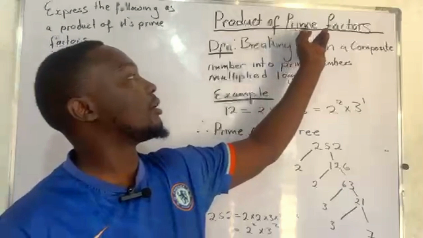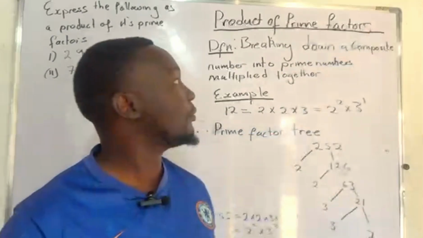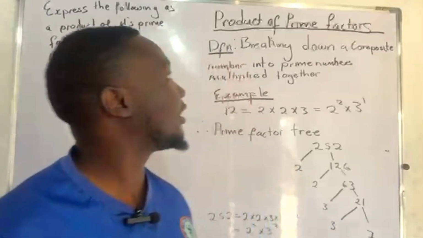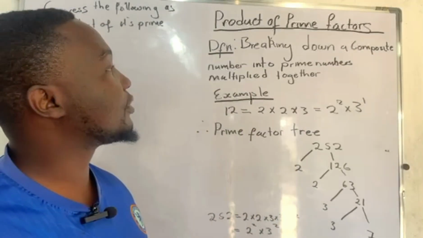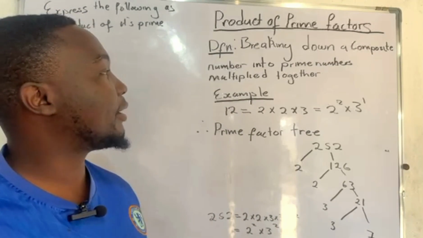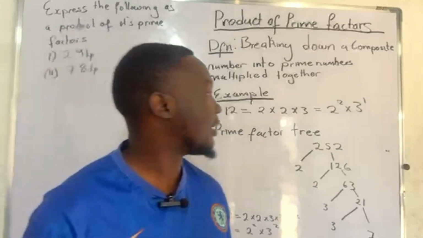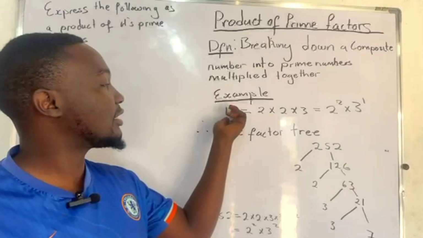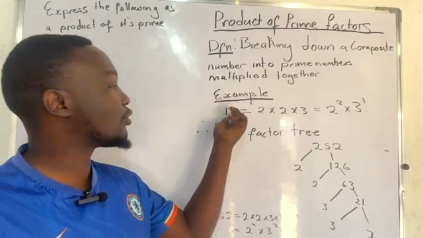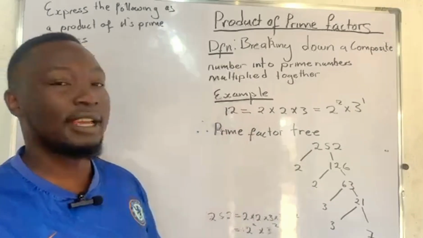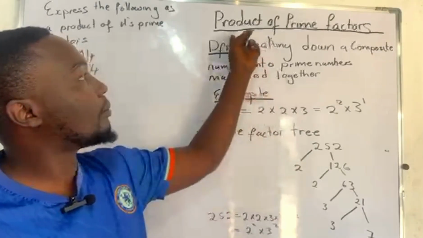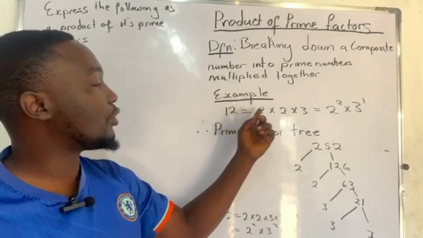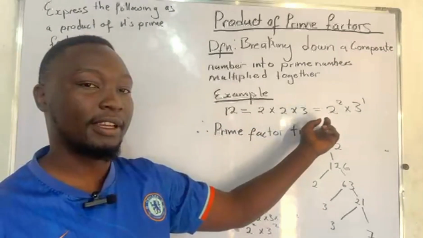You still remember we talked about prime factors in the previous video, and product of prime factors is defined as breaking down of a composite number into prime numbers multiplied together. For example, if you look at 12, it is a composite number. It consists of prime factors. It also consists of whole number factors. But in this video, we're going to talk about product of prime factors. We need to break down 12 into a product of only prime factors.